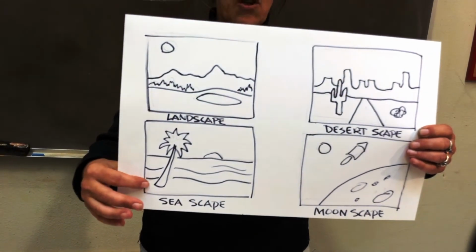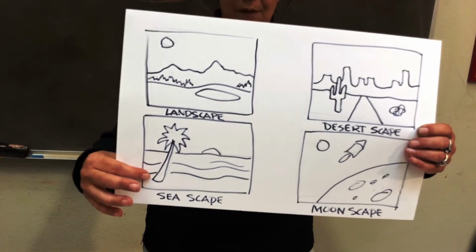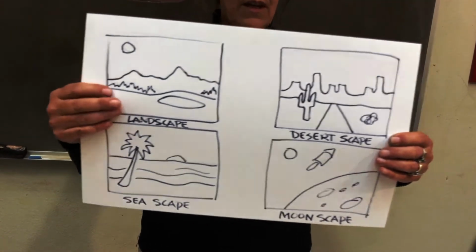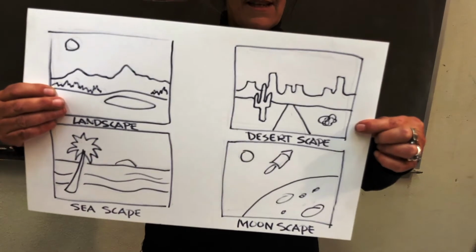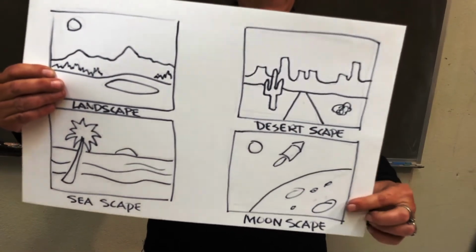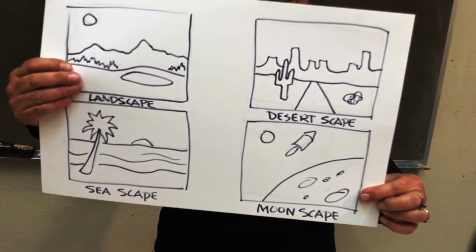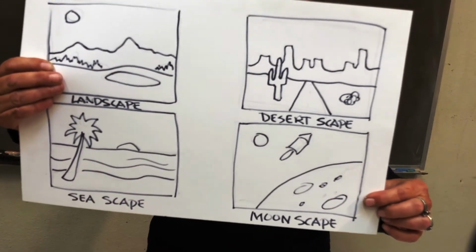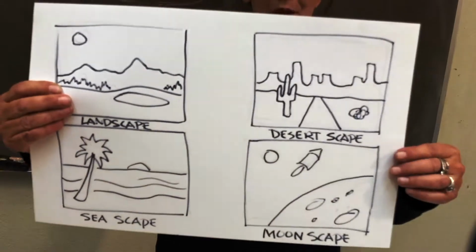Now, this is a beach. We call this a seascape. So it's slightly different, you know. This one here, it's a desert. So what are we going to call it? You guessed it, a desertscape. And it can even get a little out there for a moonscape. Here's my moon, there's outer space.